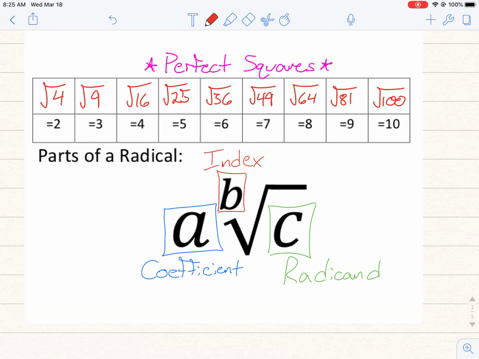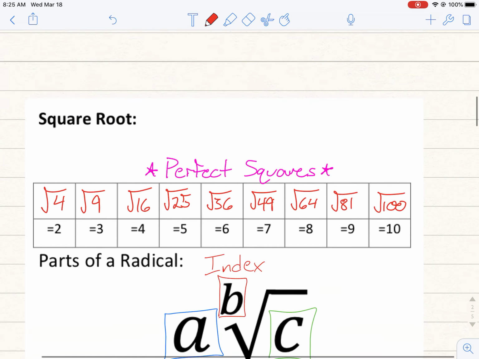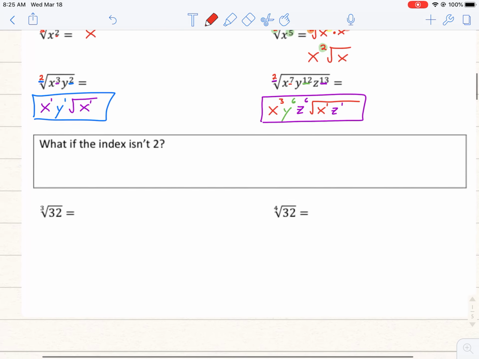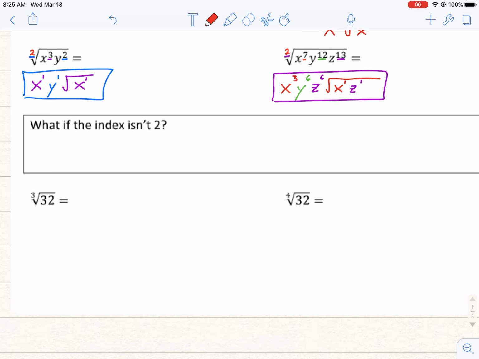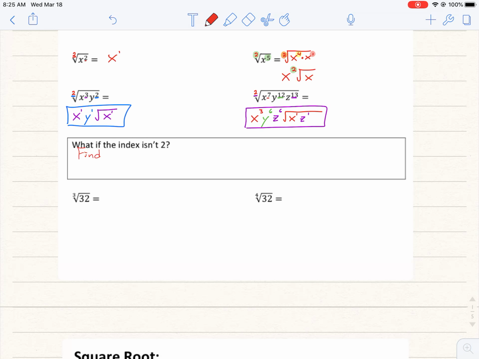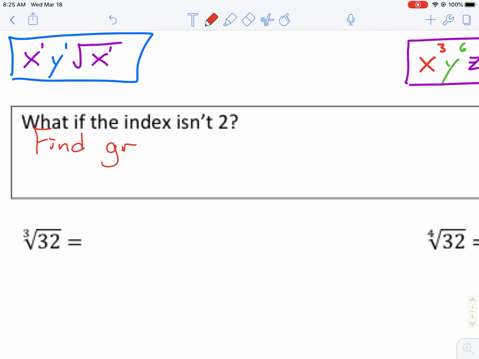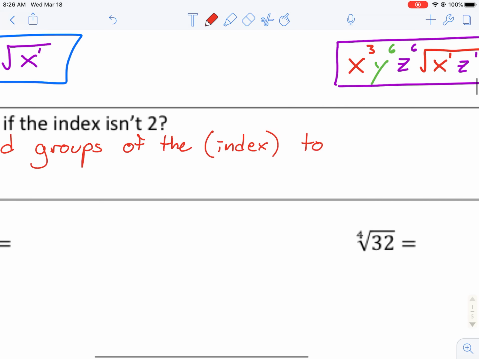So that's really what we're going to be examining today, what happens when that's more than 2, because we've only been talking about square roots. So back to this phenomenon, what happens if the index isn't 2 anymore? Well, what we're going to do is find groups of the index to take out. And this is referencing our factor trees.